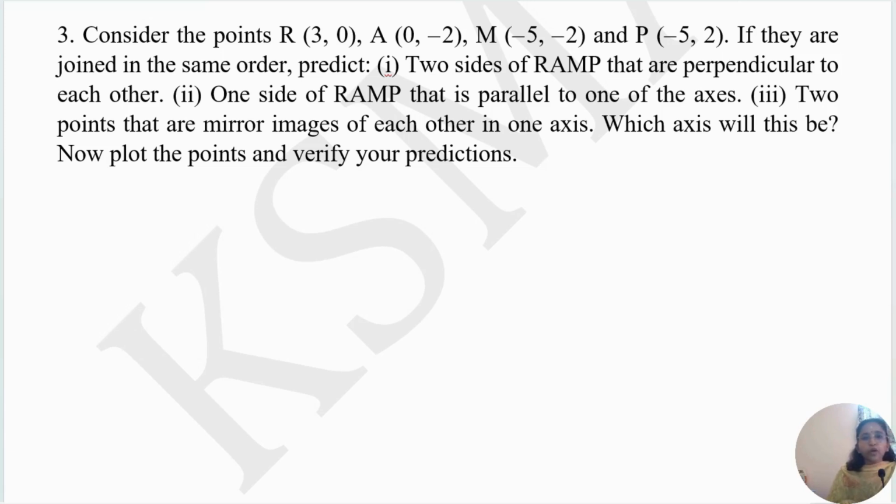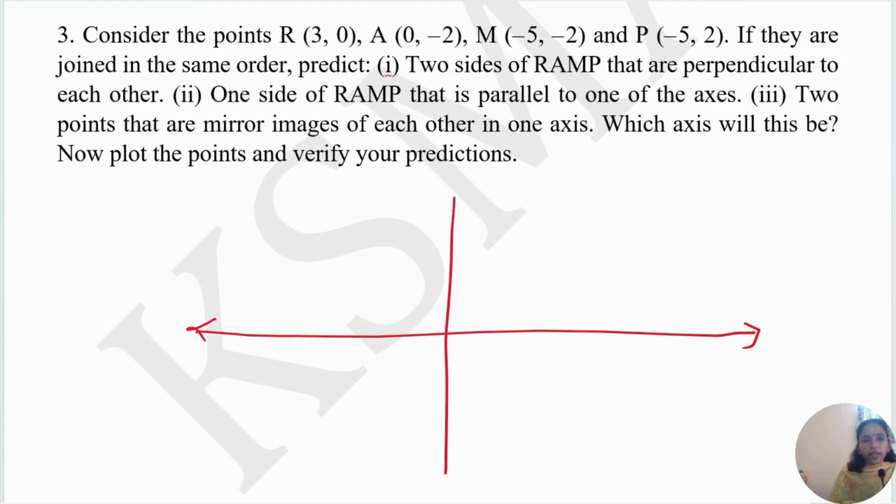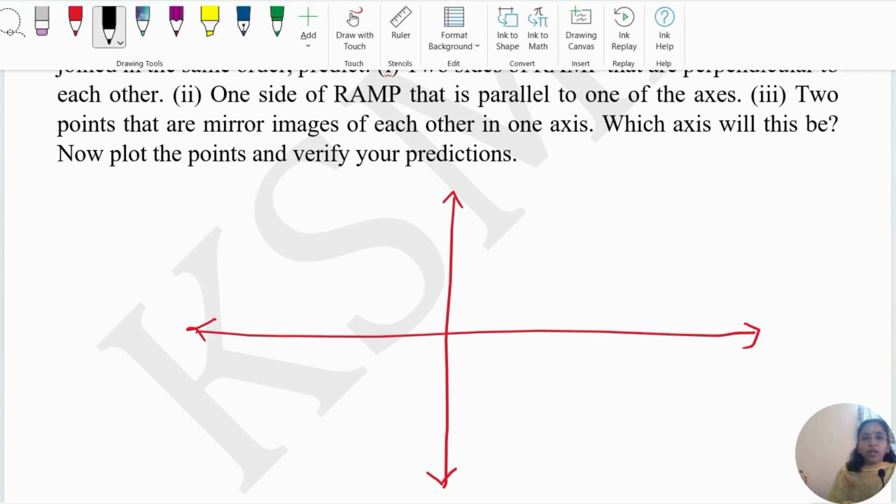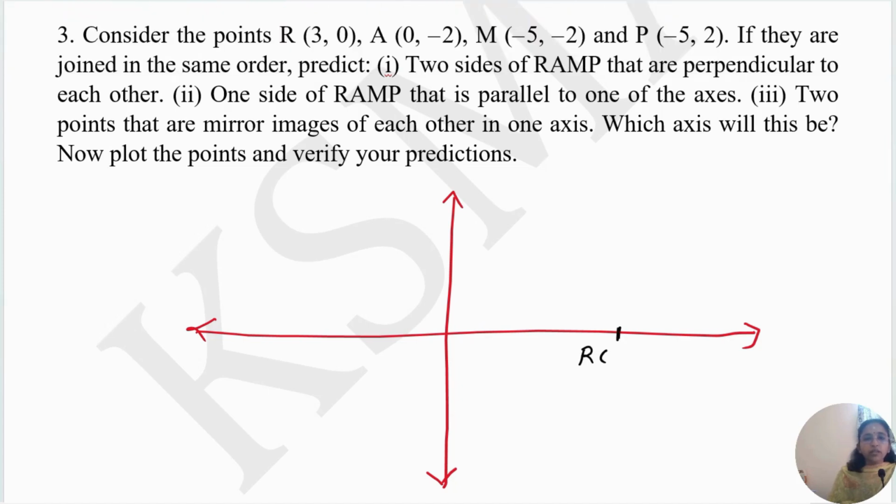Now you can draw your points over here. Look at here. So this is our x-axis and this is our y-axis. And mark all your points. R is 3, 0. So your R value will be on the x-axis. So this is R (3, 0) on the x-axis. And A is 0, -2. So it will be on the y-axis. 0, -2, and M is -5, -2. So -5, -2 in the sense it is third quadrant.